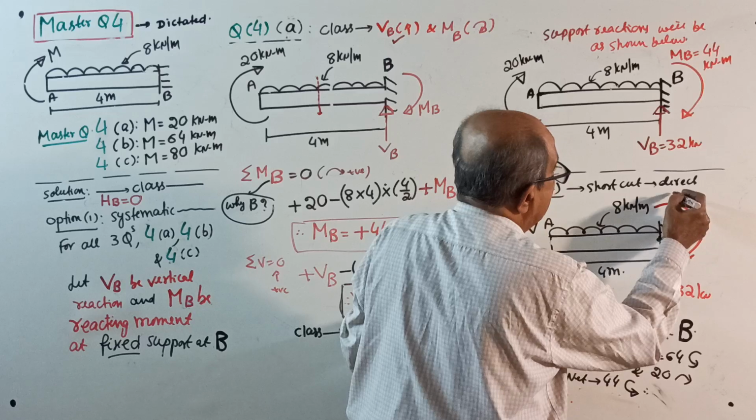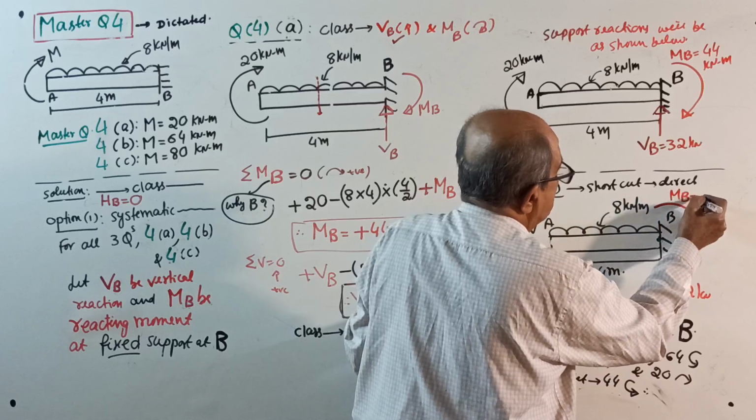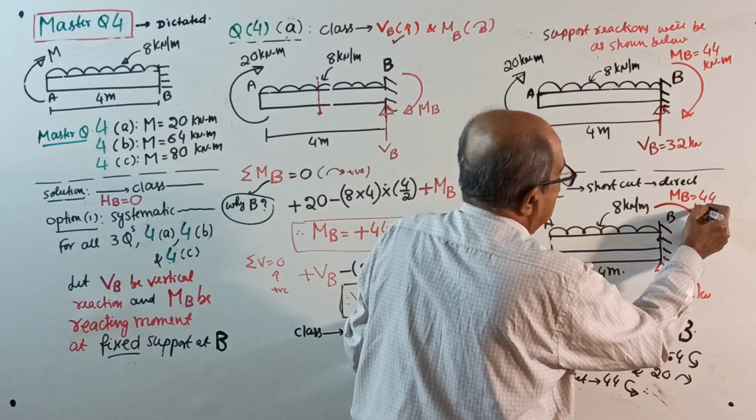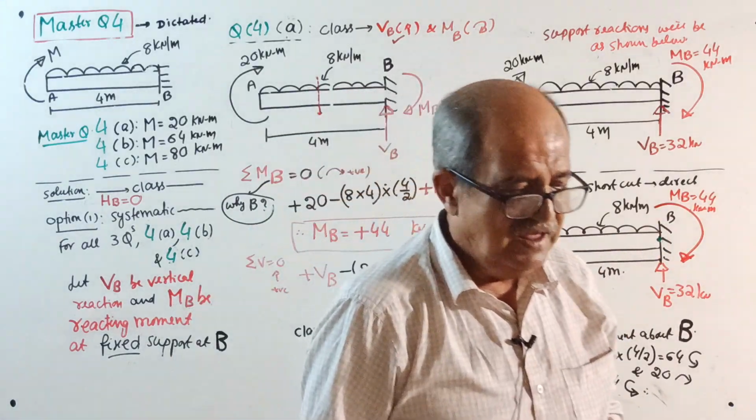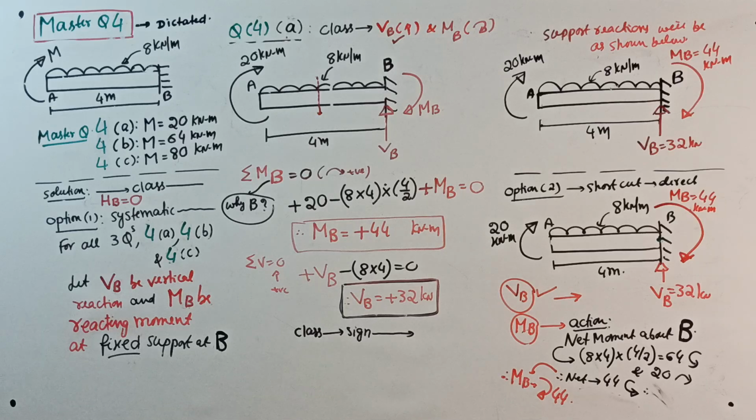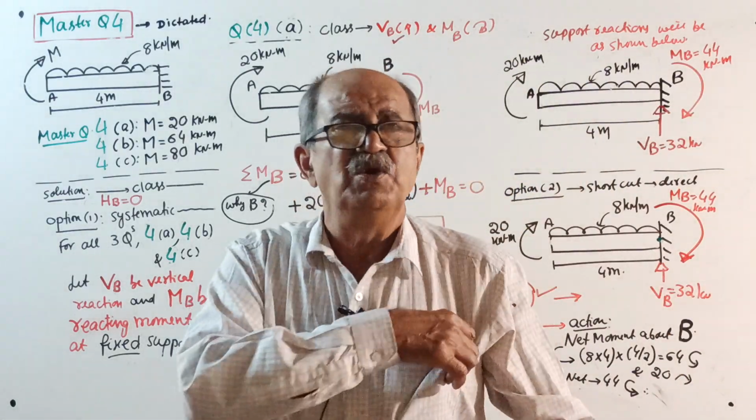Now write the unit. MB equal to 44 kilonewton meter. Hope it is within camera. I will just check it. Sometimes what happens is I write there, and afterwards when I observe, it goes out of camera. No problem, correctly, perfectly okay. Now this question is over. I will do it in a single stretch now.